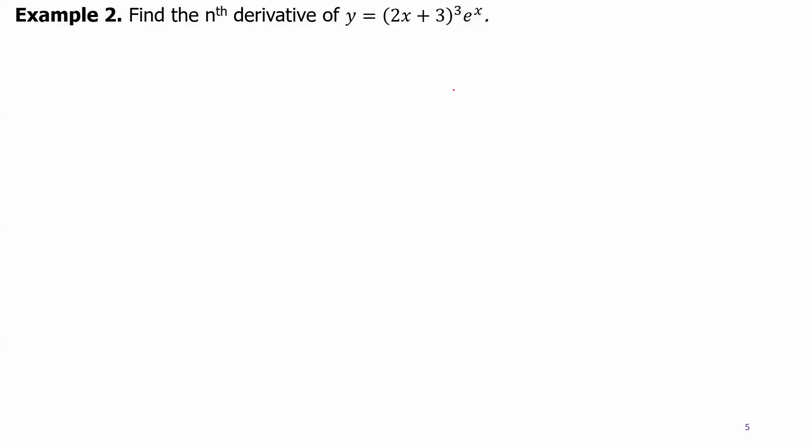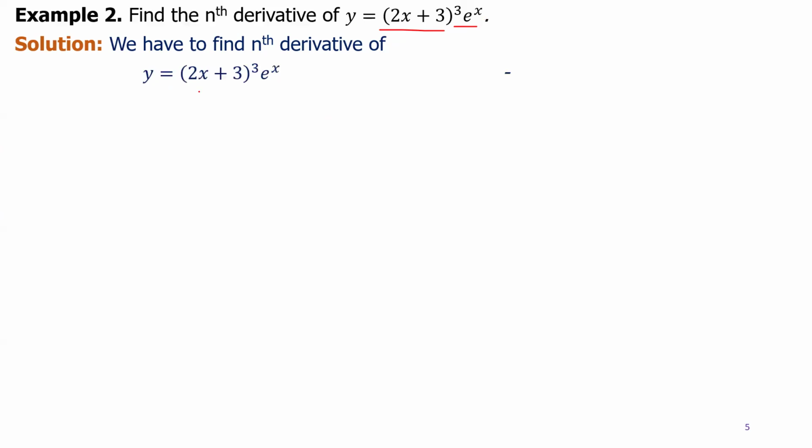In this lecture, we have to find the nth derivative of y is equal to (2x plus 3) whole to the power 3 into e to the power x. We have to find the nth derivative of y is equal to (2x plus 3) whole cube into e to the power x. Now again here, there is a product of two functions. The first function is (2x plus 3) whole to the power 3 and the second function is e to the power x.